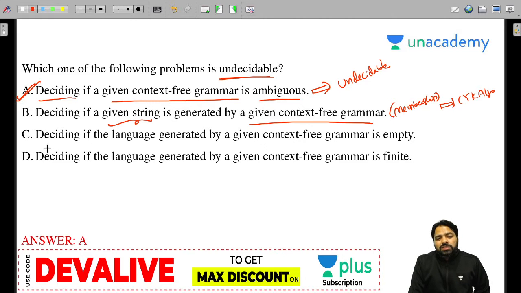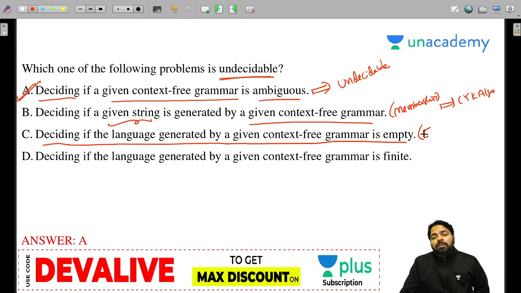Now we are looking at C. Deciding if the language generated by a given CFG is empty is the emptiness problem, guys. You can do simplification, you can check. This is also decidable. And deciding if the language generated by a given CFG is finite, it is finiteness. That means whether a given CFL is finite or not, indirectly.